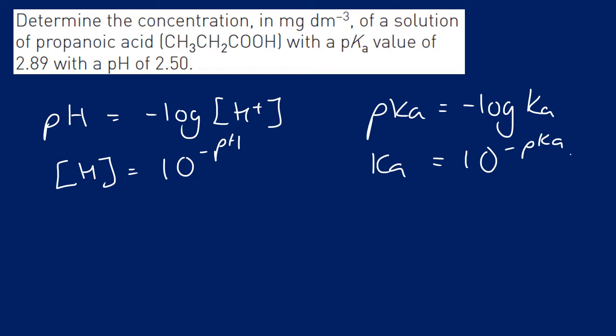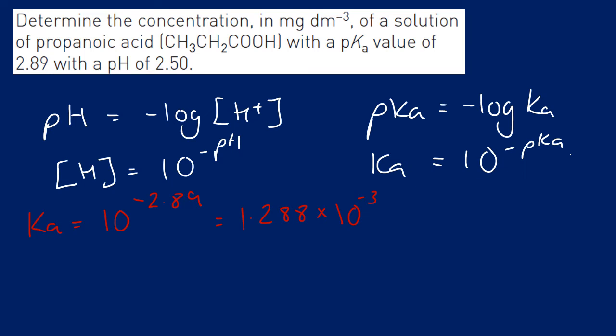Okay, so the first thing I'm going to do is find the Ka value by doing 10 to the minus pKa, which is minus 2.89. So that's going to be my value for Ka. Hopefully it comes out at a small number. So 10 to the minus 2.89, I get a value here of 1.288 times 10 to the minus 3. That's my Ka. And it wants me to find the concentration of the acid.